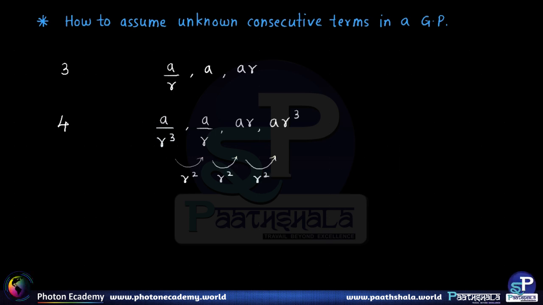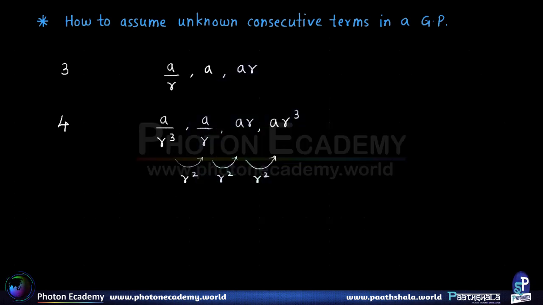So in this way we assume the unknown terms in geometric progression. Now based on this we will see some of the examples.